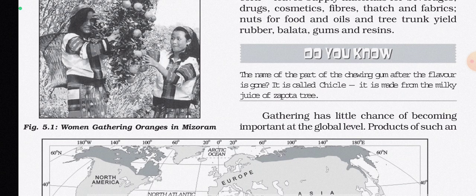The name of the part of the chewing gum after the flavor is gone, it is called chicle.